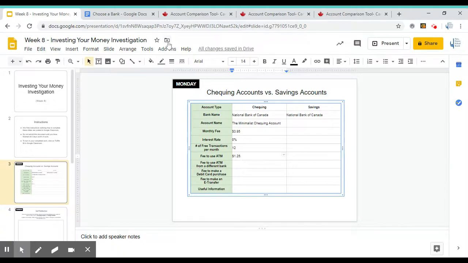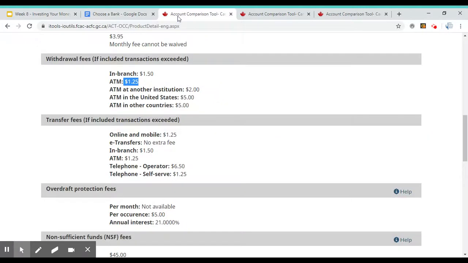Fee to use ATM from a different bank. Now this one is a little sneaky. It says ATM at another bank institution is $2. So if this is one of your free transactions, it's $2. But if this is not one of your free transactions, you actually have to pay the $1.25 ATM fee plus an extra $2. So this is an additional fee.